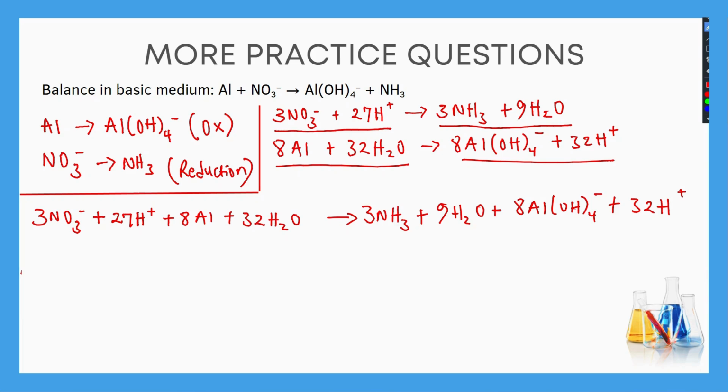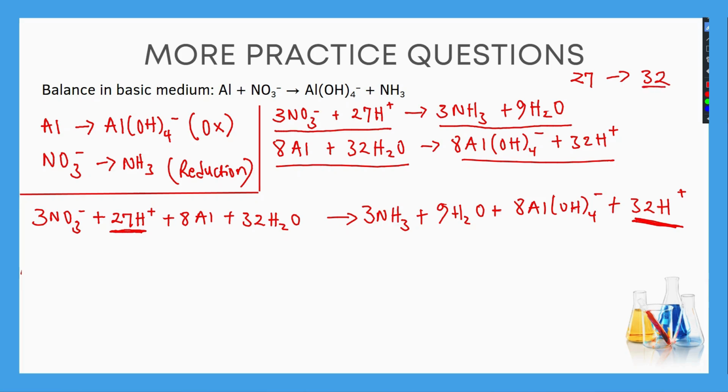Now at this point, we are going to cancel out anything that appears on both sides that is identical. What do we mean? On the left hand side, you can see we have 27 H⁺ ions, and on the right hand side, you can see we have 32 H⁺ ions. So between 27 and 32, which one is greater?